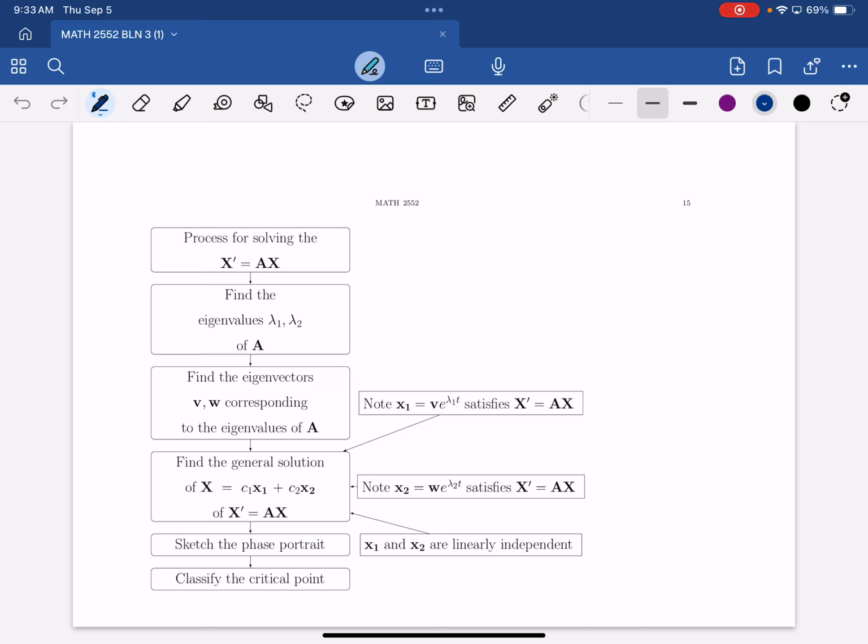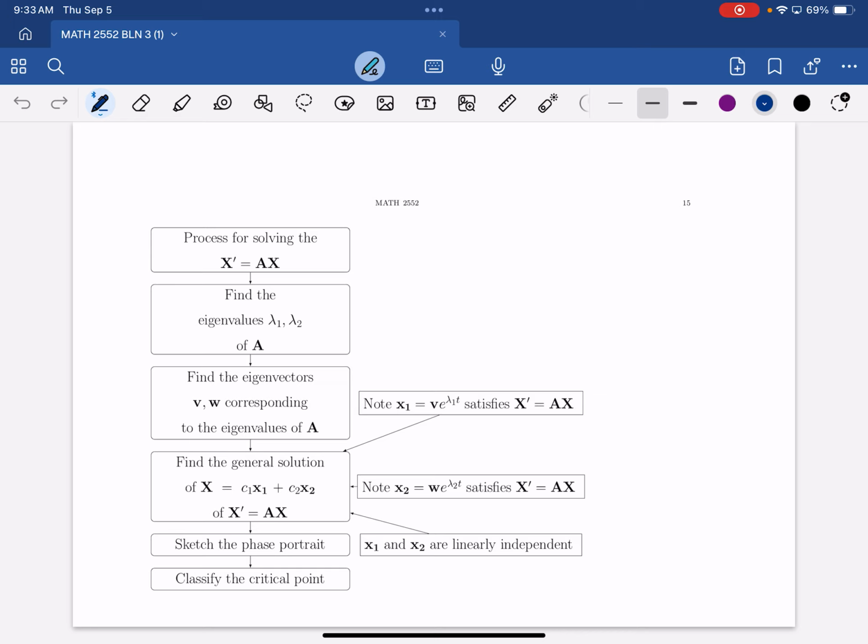So then we said, okay, if you have a system x prime equals Ax, the first step would be to find the critical point. Okay, it's not there. Maybe I should include it. To find the critical point, step 1 is to find eigenvalues, step 2 is to find the eigenvectors, step 3 is to find the general solution, right? And after that, sketch the phase portrait and classify the critical point.